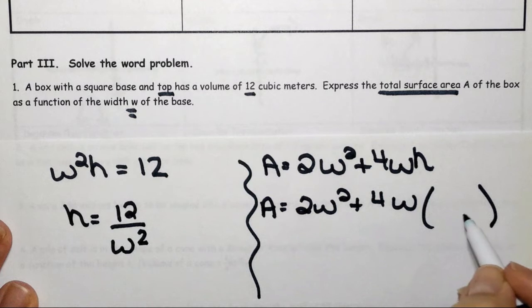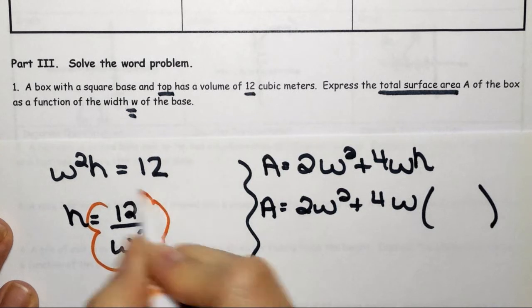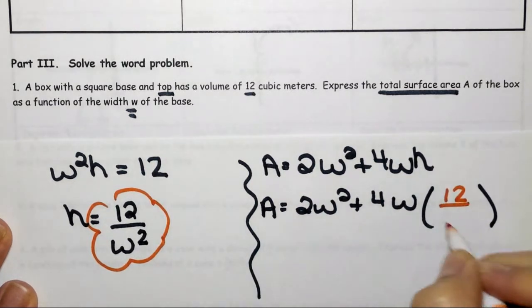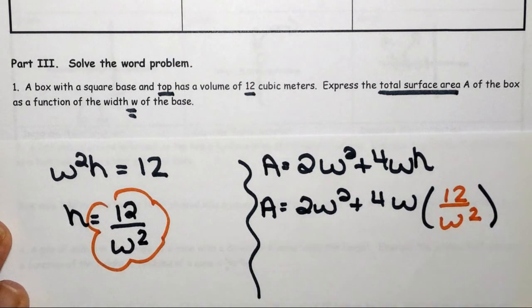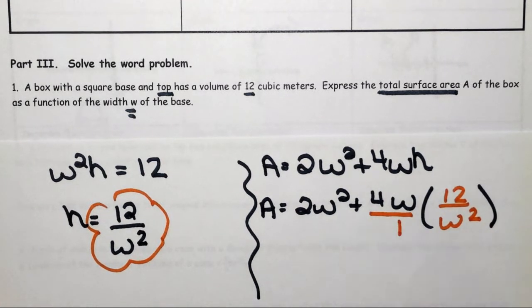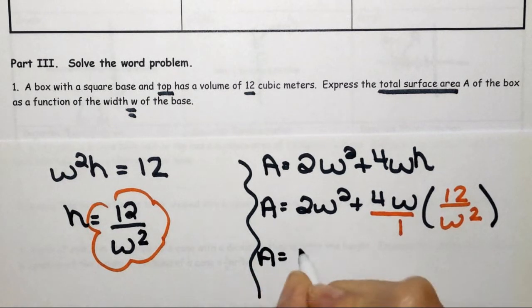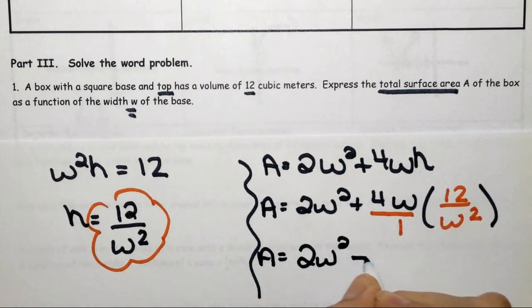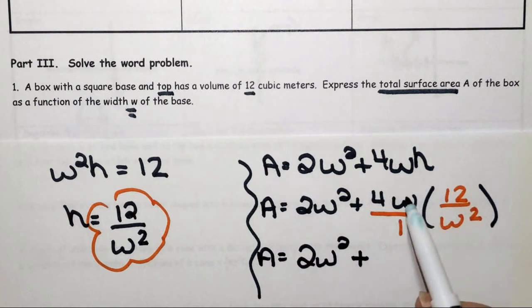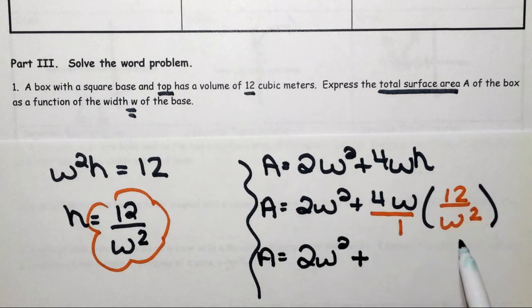And that's what I'm going to put right in here. So in this parentheses, I'm going to put what we just got right here: 12 over W squared. The other thing I noticed when y'all are doing these, you're forgetting to put this over 1. So the 2W squared just comes down the way it is. And I'm going to simplify at the end, because when I simplify early, I seem to confuse some of y'all. So right now I'm going to multiply top times top, bottom times bottom.